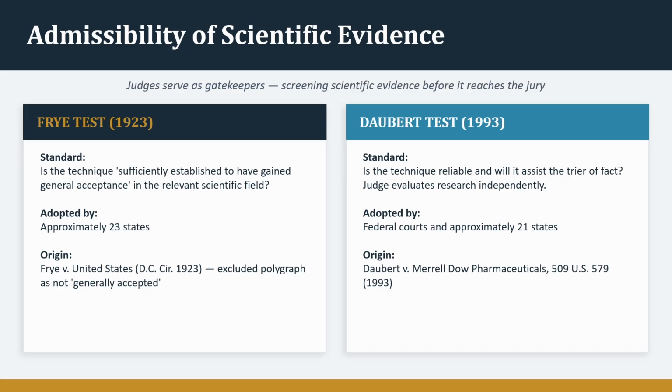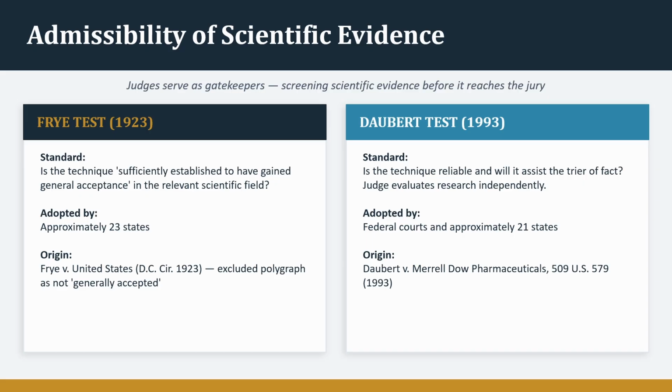There are two major frameworks in use in the United States today. The first and older of the two is the Frye test, established in 1923 in a case called Frye v. United States. The Frye court was dealing with a defendant who wanted to introduce the results of a polygraph examination at his trial.